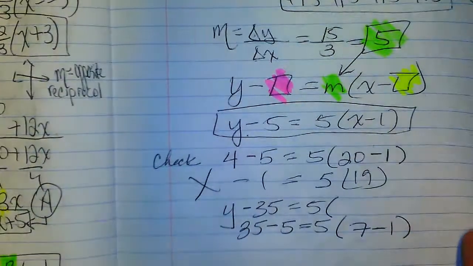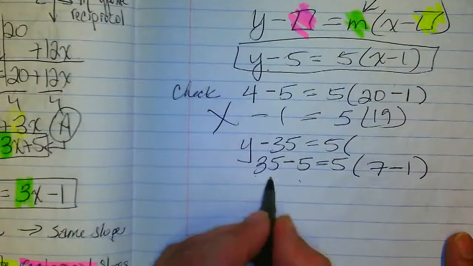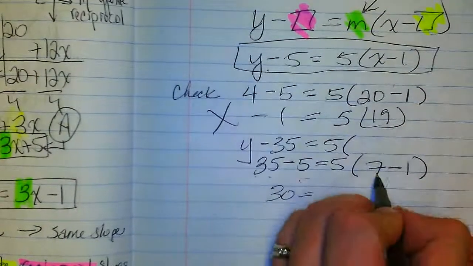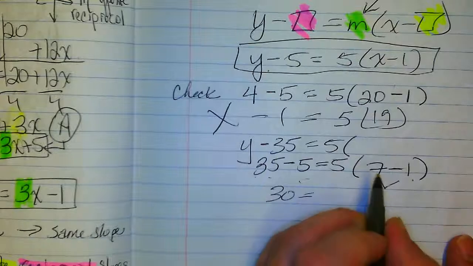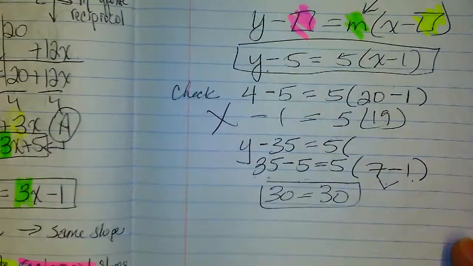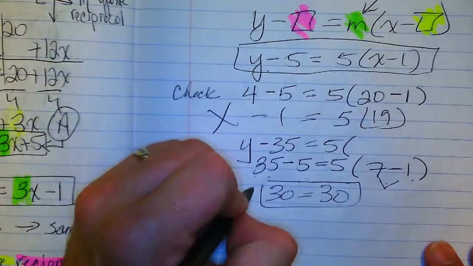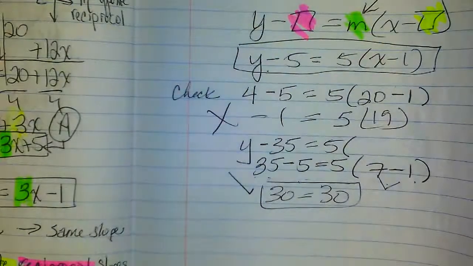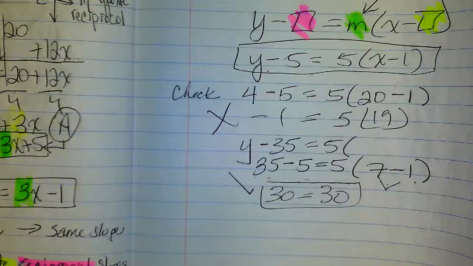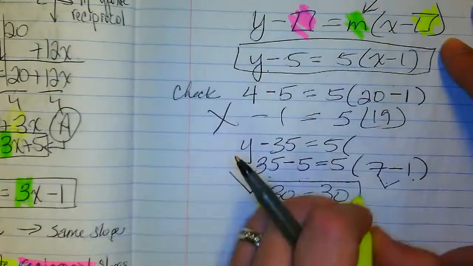All right, let's try this out. All right, so 35 minus 5. What's 35 minus 5? 30, very good. Let's do the other side. 7 minus 1, 6. What is 6 times 5? Good. True or false? True. All right, so we got it to come out. That means that we are going to accept this as our answer. That looks good.